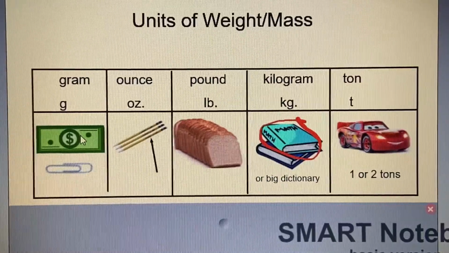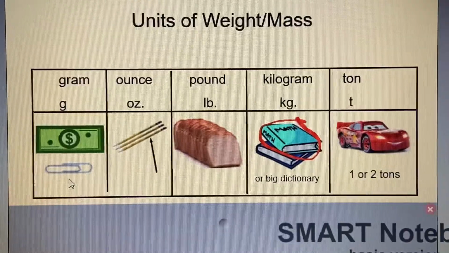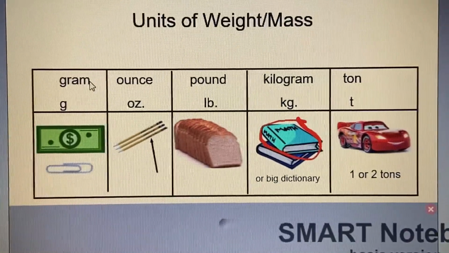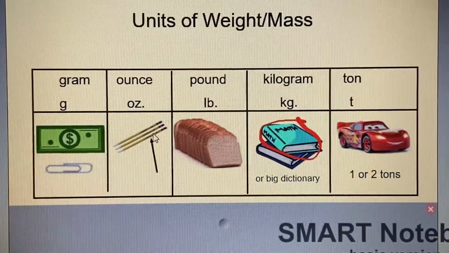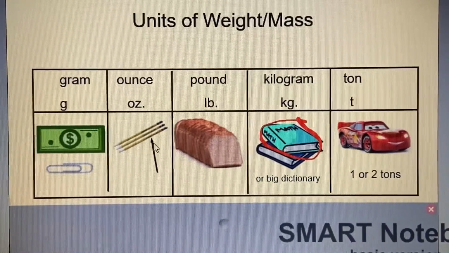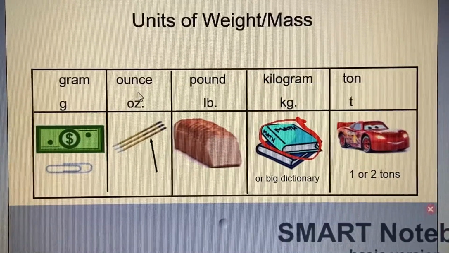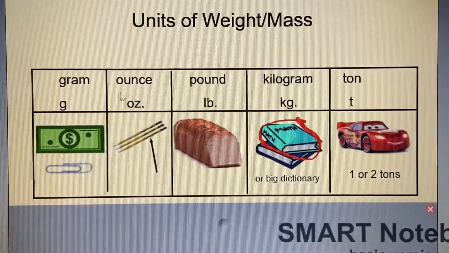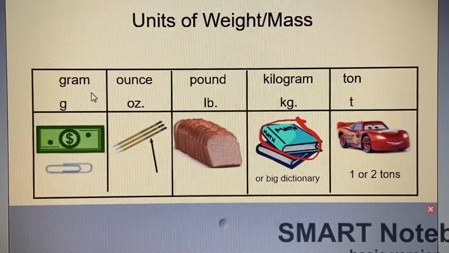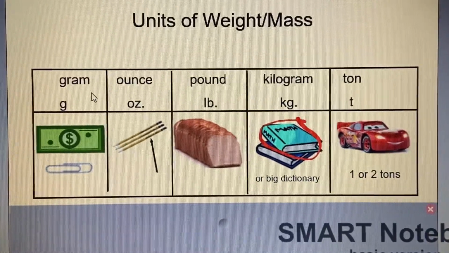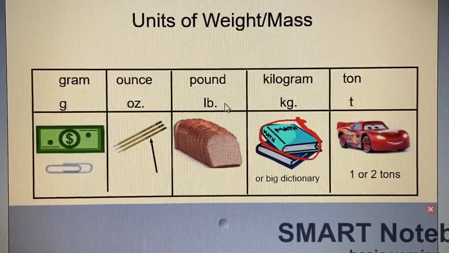Even though a dollar bill is much larger than an actual paper clip, the mass is about the same, about 1 gram. Now when we're talking ounces, we're talking about a few pencils. Maybe 3, 4, 5 pencils put together equal the mass of about an ounce. Now something important to note about measurement benchmarks is that they are all estimates. A big loaf of bread is about a pound.